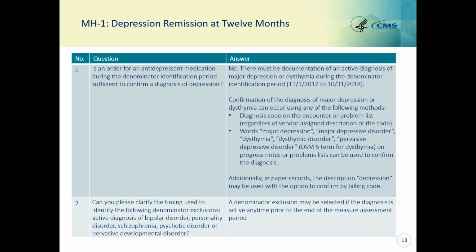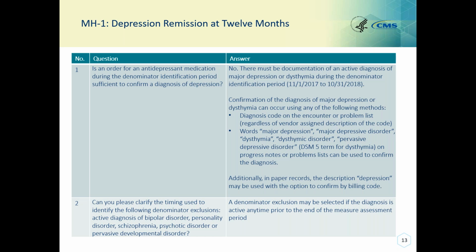The question is, is an order for an antidepressant medication during the denominator identification period sufficient to confirm a diagnosis of depression? The answer is no. There must be documentation of an active diagnosis of major depression or dysthymia during the denominator identification period, which is November 1st, 2017 to October 31st, 2018.